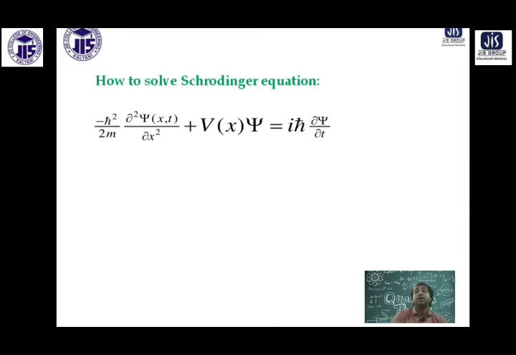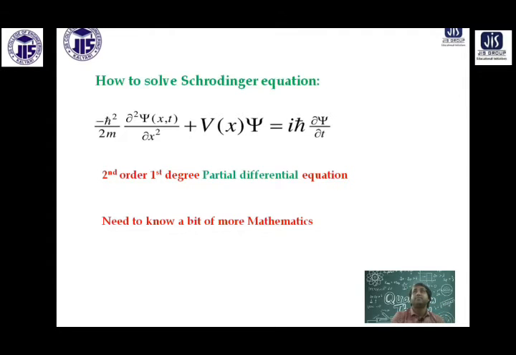Now the question is, how do you solve this equation? This is a second order equation, a first degree equation, a partial differential equation. So all the complexities in the world are there. But for solution purposes, we can use some ideas of basic mathematics. What is the first idea? The first idea is that you can see there is a multivariable function psi(x,t).